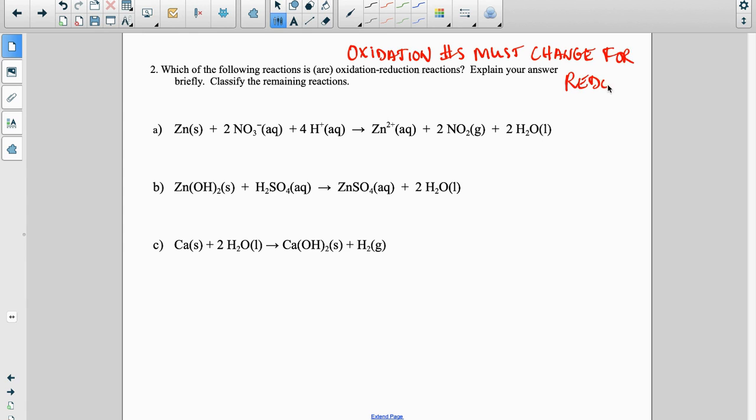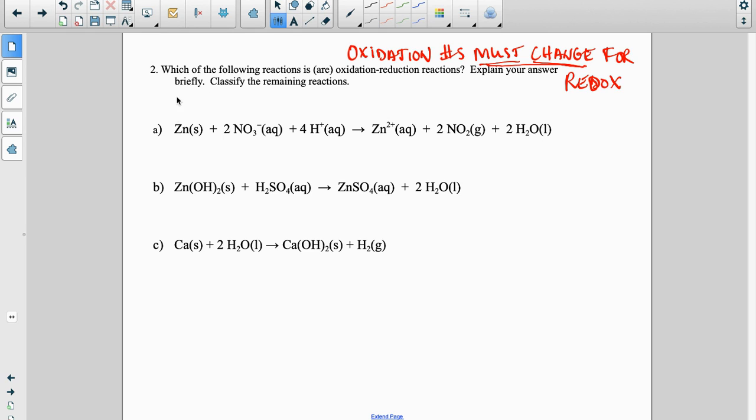And I'm just going to abbreviate oxidation reduction as redox. So we need to have changes in oxidation number in order for us to have a redox reaction. If we see no changes, it's not redox. And in order to see the changes, we have to correctly identify the oxidation numbers.